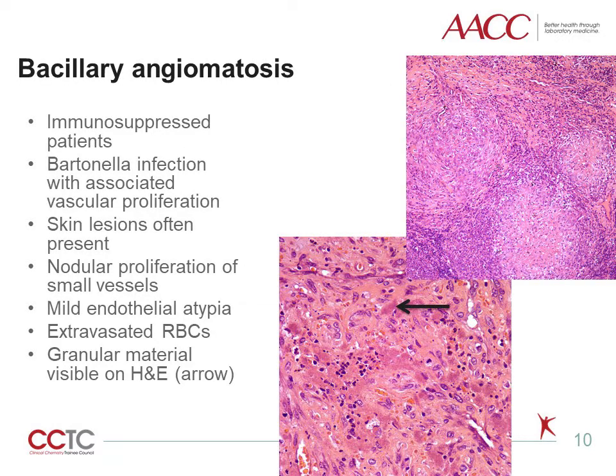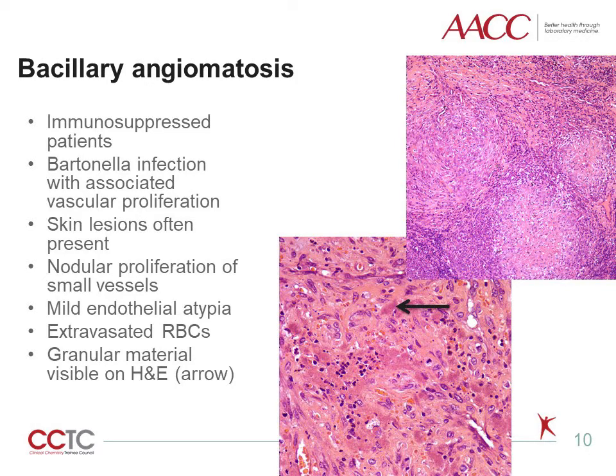Bacillary angiomatosis is characterized by vascular lesions involving the skin and lymph nodes in immunosuppressed patients and is associated with Bartonella henselae or Bartonella quintana infection. The lymph node is variably involved by proliferation of small blood vessels with mild endothelial atypia, which may manifest as a nodular infiltrate as shown in the top right image, or may completely replace the lymph node parenchyma. Extravasated red blood cells and inflammatory cells may be present.